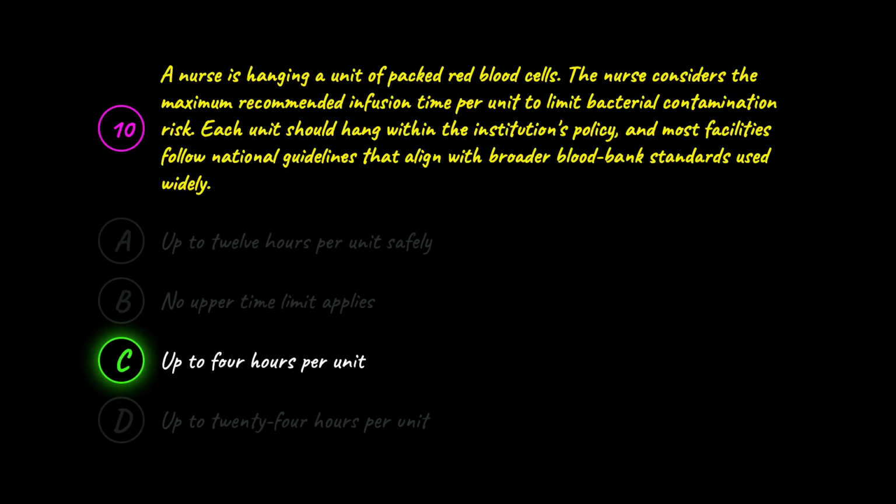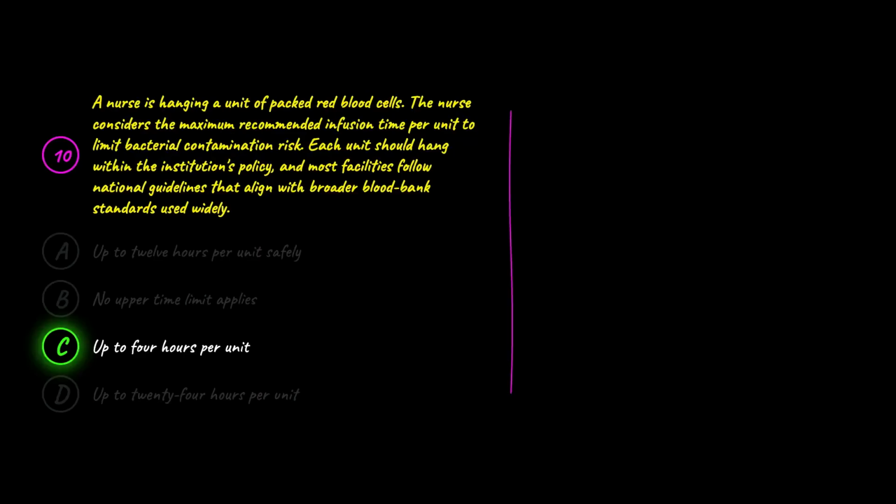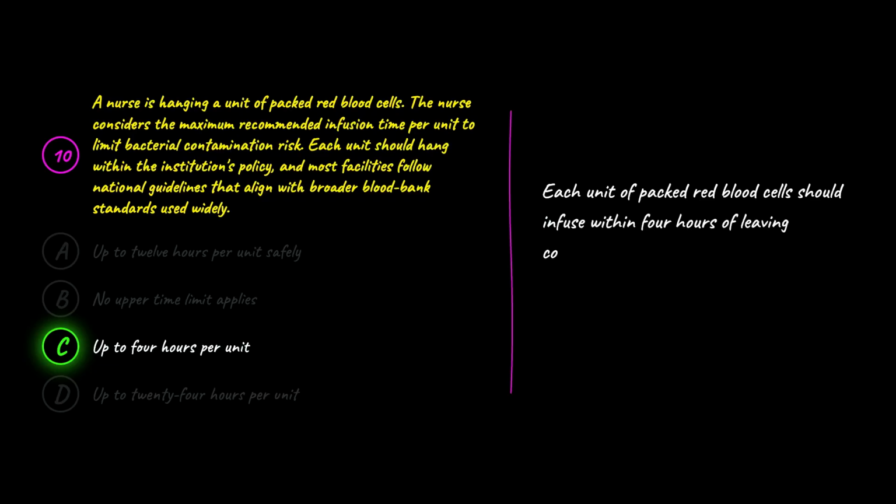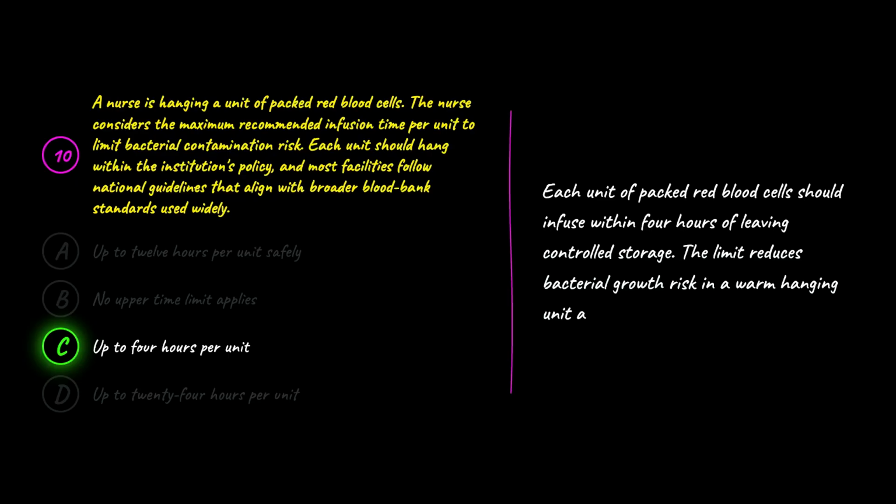The correct answer is C. Up to 4 hours per unit. C is correct because each unit of packed red blood cells should infuse within 4 hours of leaving controlled storage. The limit reduces bacterial growth risk in a warm hanging unit and is enforced by institutional and national standards.